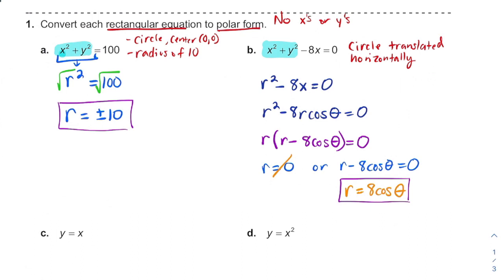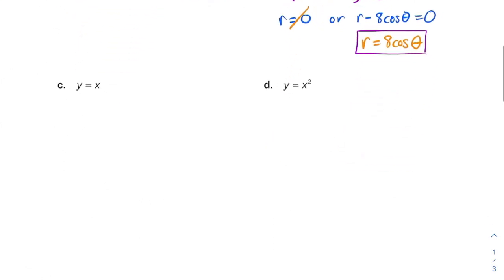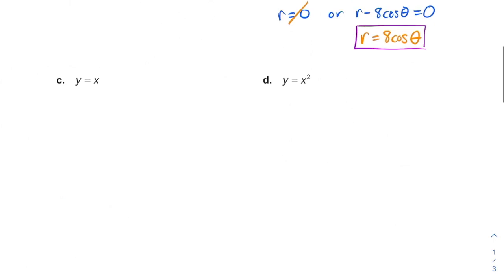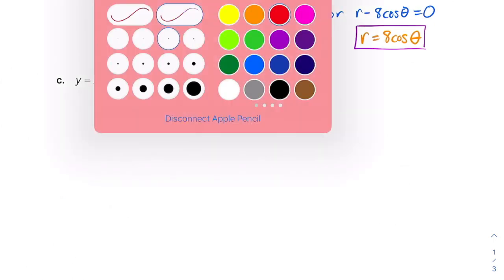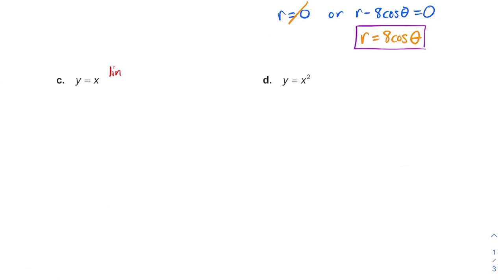Okay, part C. Part C is y equals x. This is going to be a line, y equals mx plus b. This is a line that goes through 0, 0.